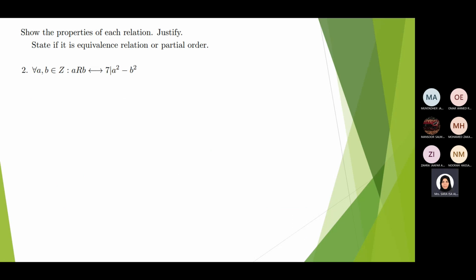What about this definition? It says A is related to B if and only if 7 divides A square minus B square. We said divide means A square minus B square is divisible by 7, or a multiple of 7.